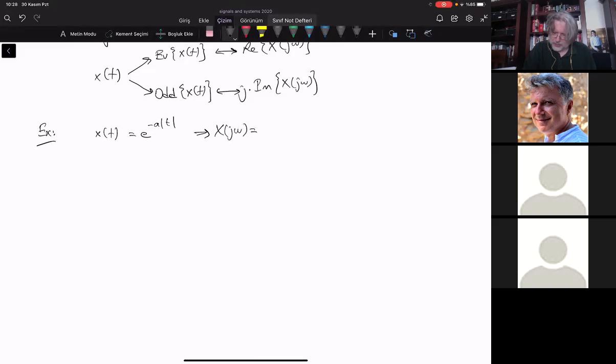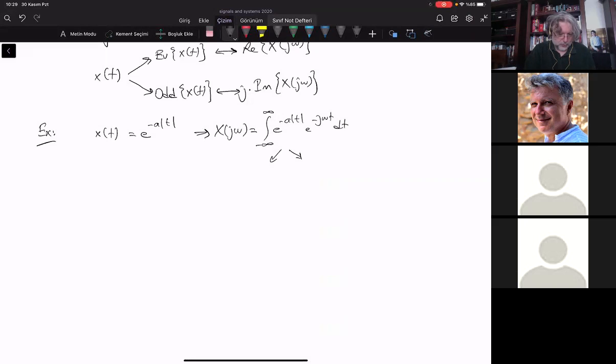And how do we do that? By putting it into the Fourier transform formula. Sometimes you have to remember it. e to the minus j omega t dt. This was the formula of the Fourier transform. Now I can split this integral into two parts, where one of them is for t negative, the other one is for t positive. Because absolute value of t for t negative will be minus t, and absolute value of t for t positive is equal to t.